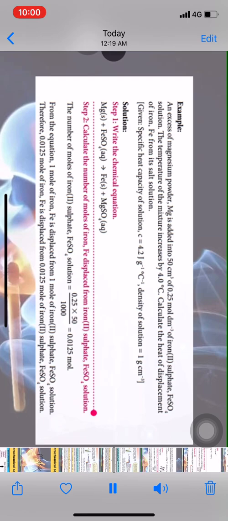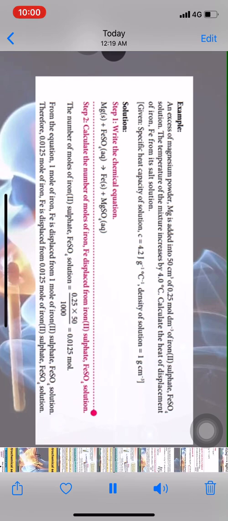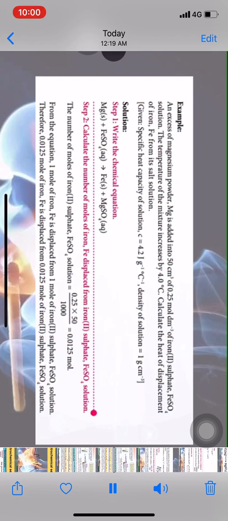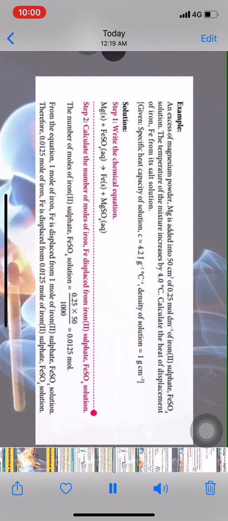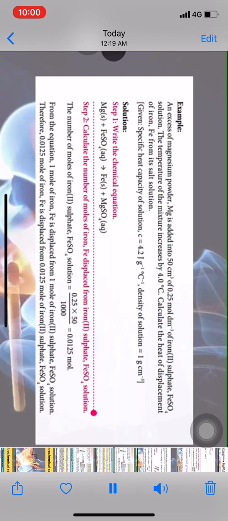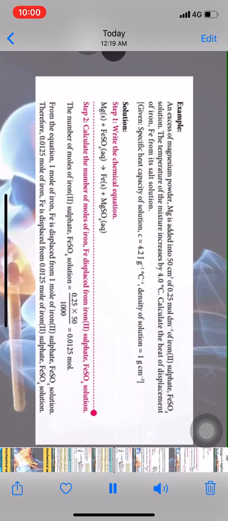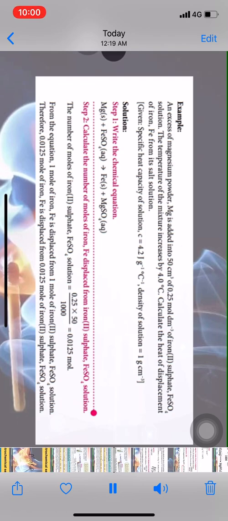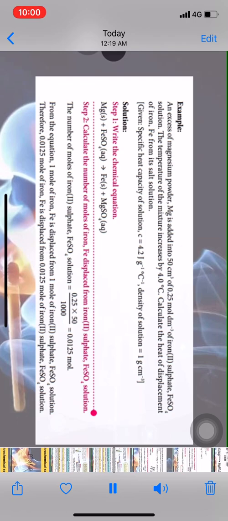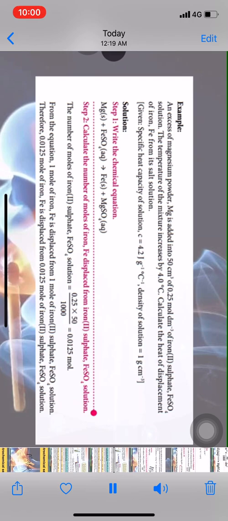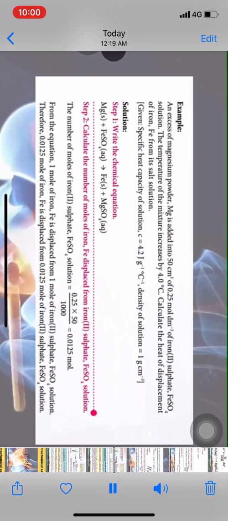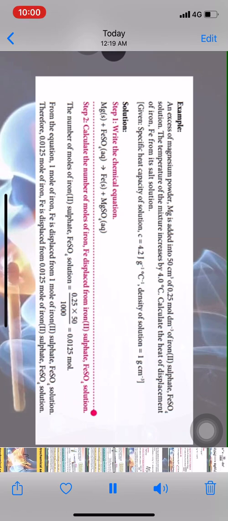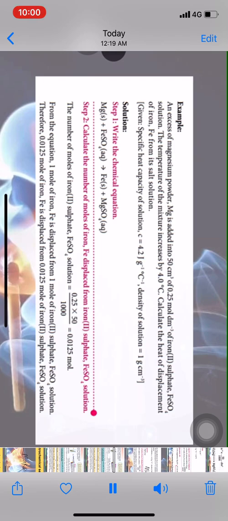You see the solution step by step. You read the example first and then see the solution. So as usual, for step 1, we will write the chemical equation, and then step 2, calculate the number of moles of iron where the Fe is displaced from iron sulfate solution. So what is the number of moles?